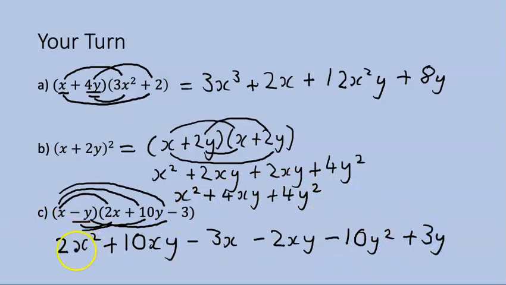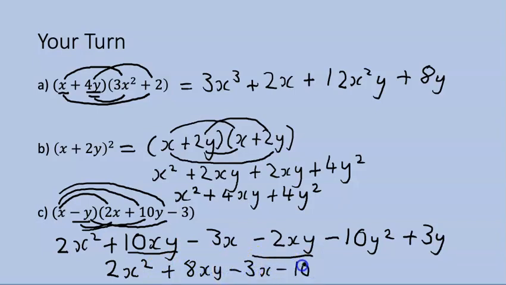And now I just collect them. No other x squareds, so 2x squared. But I have got 10xy, take away 2xy. That's plus 8xy. And all the other variables do not repeat. And I'm done.